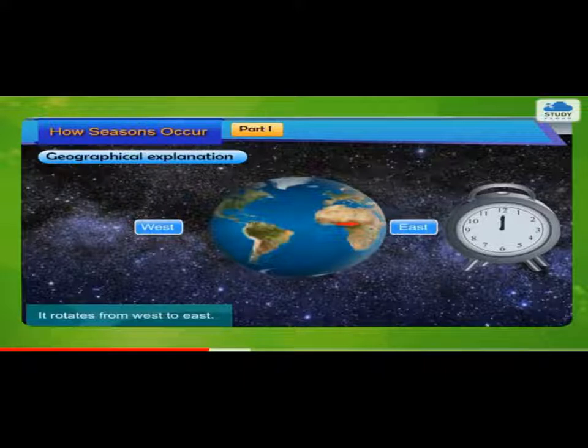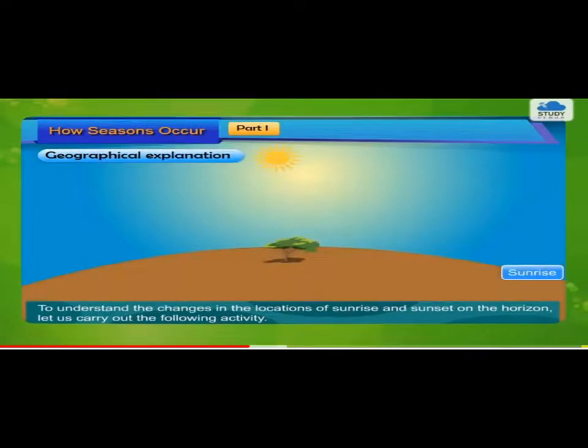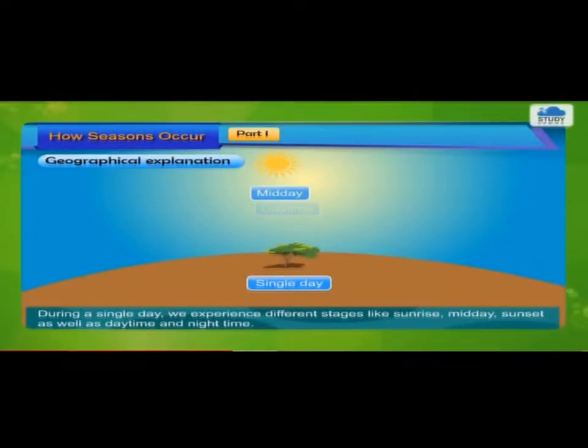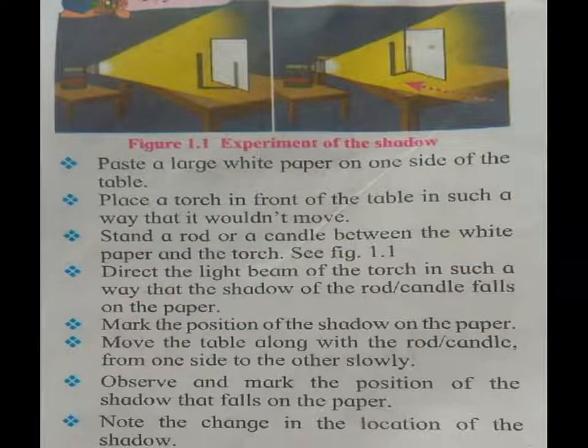Yes, and during a single day, what do we experience, students? During a single day we experience different stages like sunrise, midday, sunset, as well as daytime and nighttime. Yes, sunrise, daytime, midday. Yes, students, in this way you see.